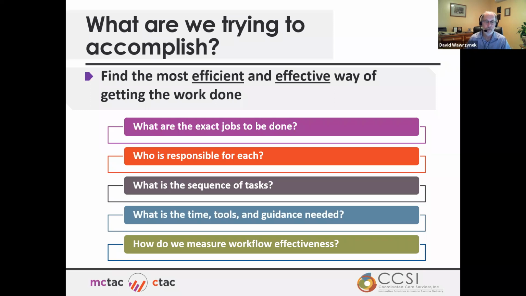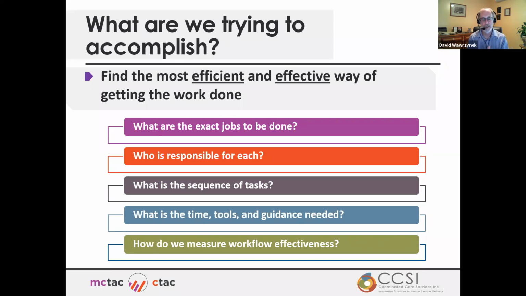So what are some of the questions that we have as it relates to our workflow? Well, what are the exact jobs to be done? If you think of a workflow, you have these little boxes, these little tasks that have to be accomplished to achieve a goal. So what are the tasks and who's responsible? One of the areas that I see workflows break down all the time is there's not a clarity about who's responsible for what.